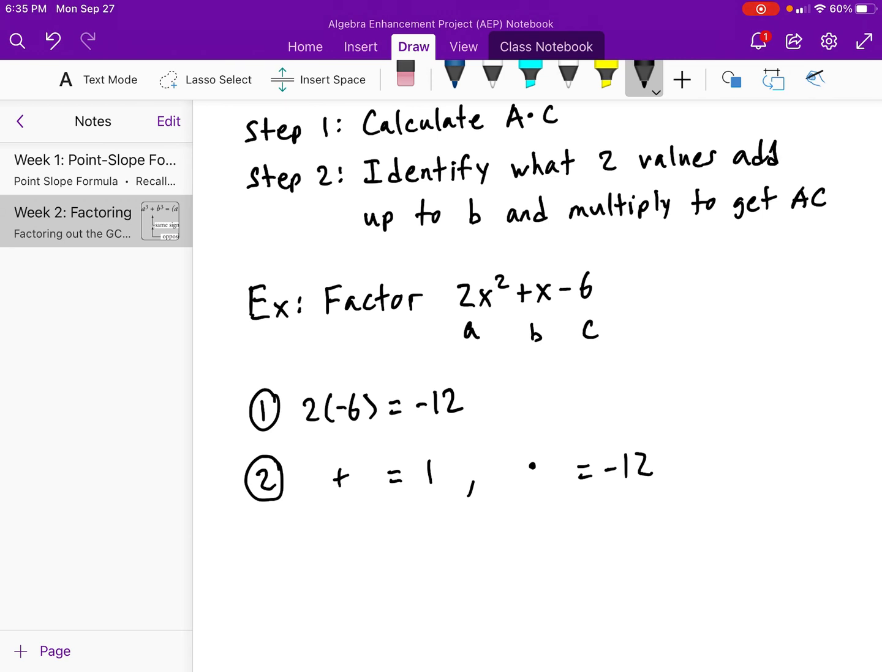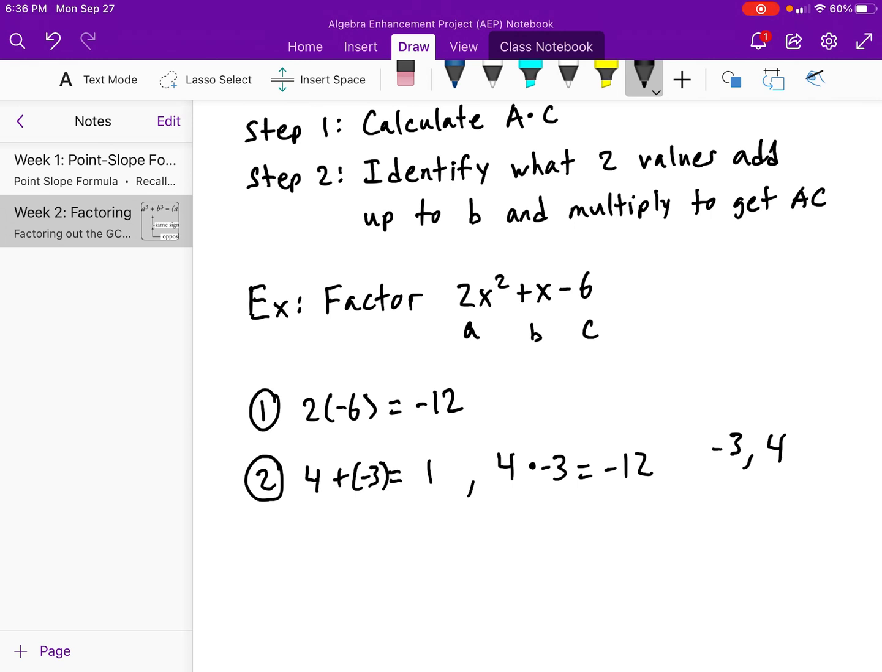So I'm thinking that positive 4 and negative 3 would work. If we do positive 4 plus negative 3, you could also just think of that as 4 minus 3. That would come out to 1. And if you multiply positive 4 and negative 3, that will give us negative 12. So our values are negative 3 and positive 4.